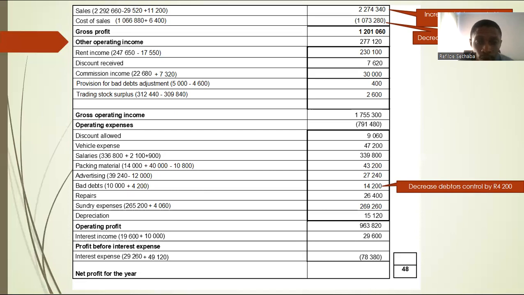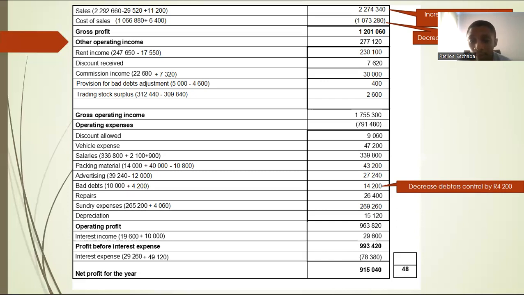My operating profit will be 963,820. You're going to add that with your interest income of 29,600. It'll give you profit before interest expense, which is in this case 993,420. And then you minus your interest expense of 78,380, which will give us 915,040.